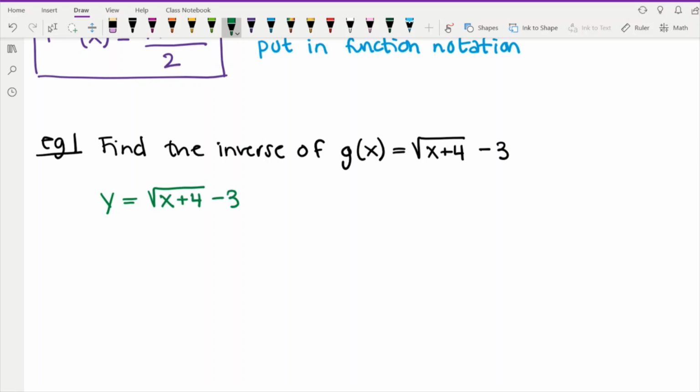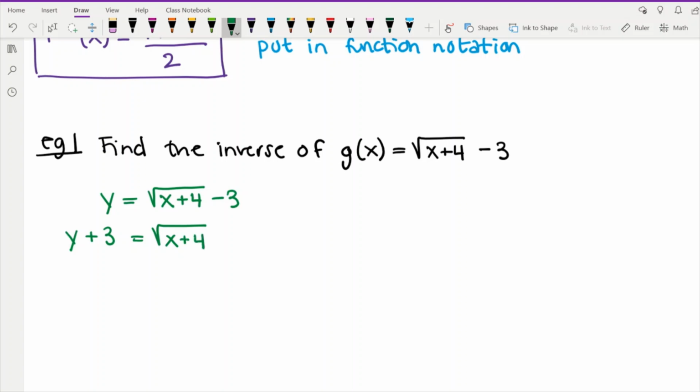So the idea is that instead of setting a specific number equal to the function, we're plugging in y as like a placeholder. And then we're trying to solve for x to figure out what value of x would give us y as our output. So what are those steps? How do we go about solving this for x? Well, first we would need to add 3 to both sides, right? So we'd get y plus 3 is equal to the square root of x plus 4.